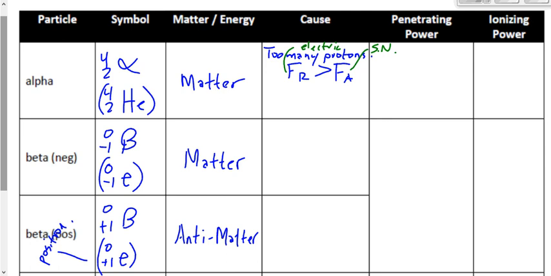Now, why does beta-negative decay occur? It's not a force thing at all. It's an energy thing. You have too many neutrons, but that doesn't create an imbalance of force. That creates an energetically unfavorable state.